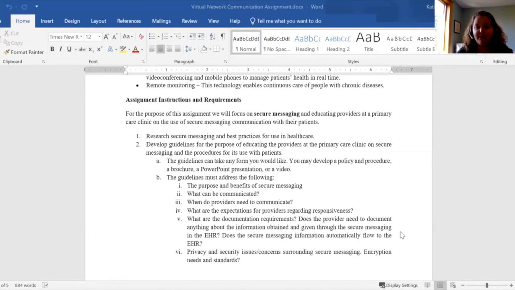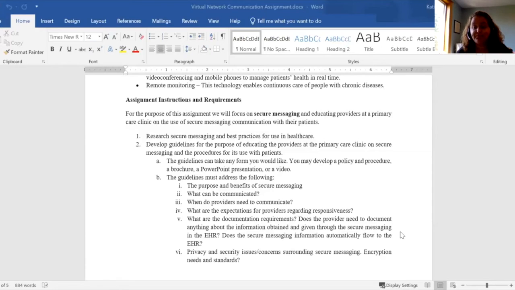First, the purpose and benefits of secure messaging, which you should find lots of information on out there. Second, what type of information can be communicated between providers and patients? Can lab tests be communicated? Radiology report results? Cancer results? So what can be communicated, and what do providers have to communicate? Maybe it's lab results. Maybe it's certain lab results.